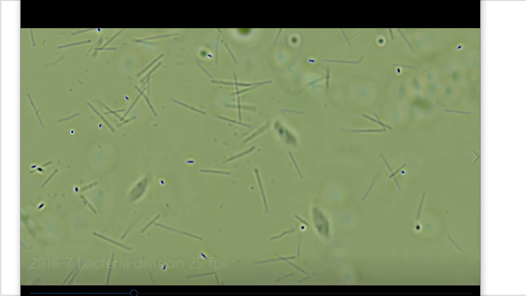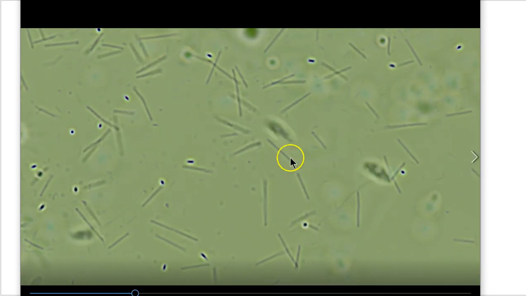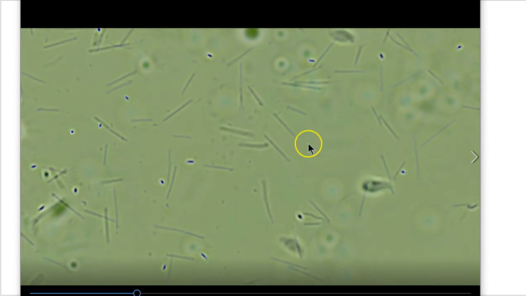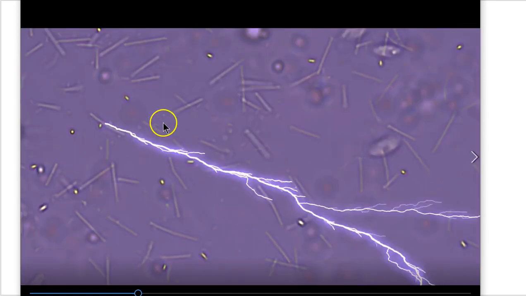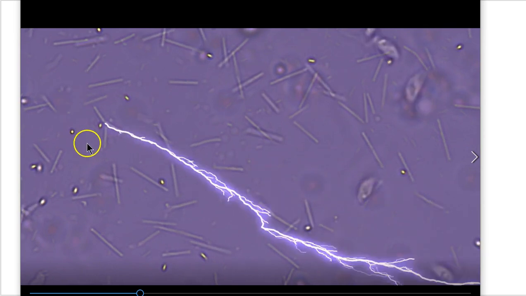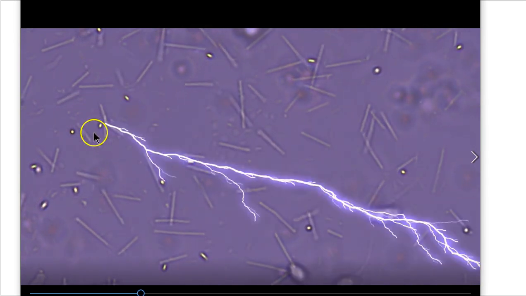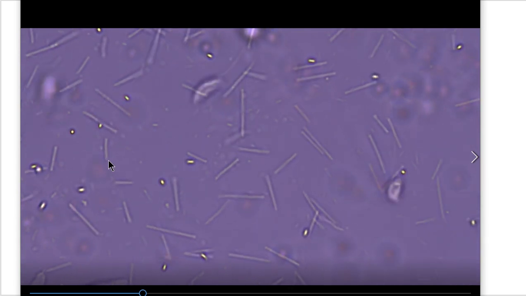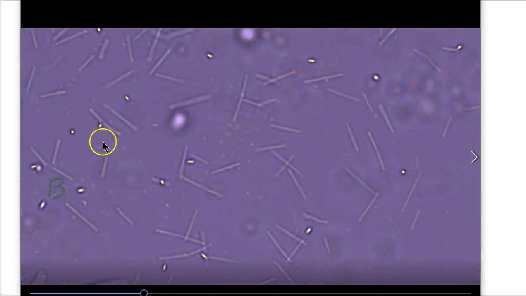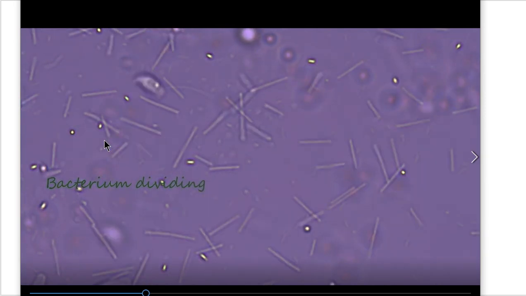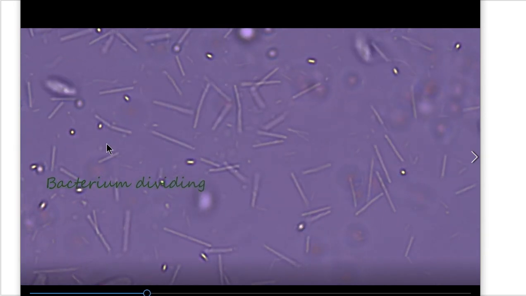Here we have a population of bacteria. The rod-shaped cells here are bacteria. These other ones are larger cells, single-celled organisms, but we're focusing on the bacteria. And the lightning bolt here is calling attention to this one over here. This bacterium is in the process of dividing. So as bacteria feed, they grow. As they grow larger, they face an energy limitation and they have to divide to reduce their size.